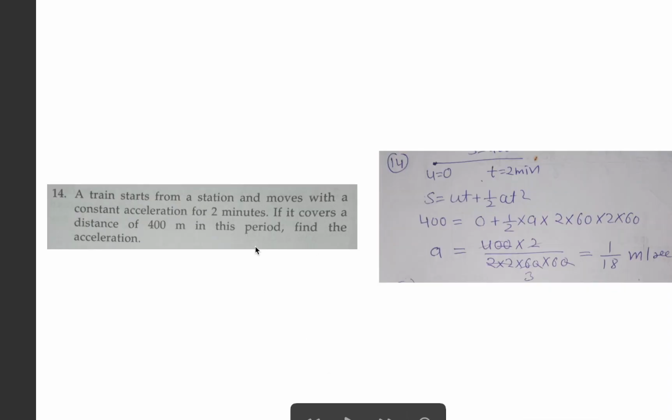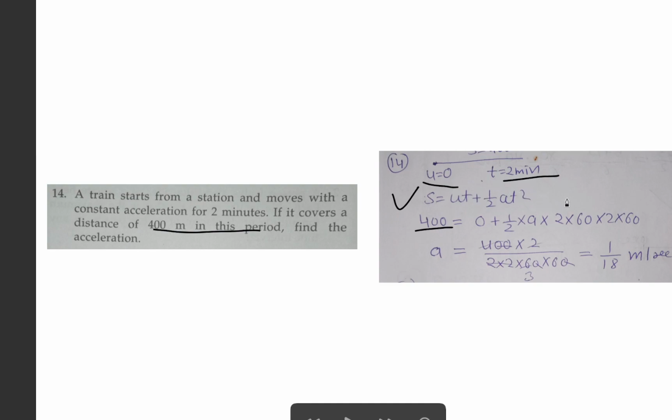In 14th question, a train starts from a station and moves with a constant acceleration for 2 minutes. If it covers a distance of 400 meter in this time period, find the acceleration. So it starts from a station, so initial velocity is 0, u is 0, time is 2 minutes and distance covered is 400 meter.